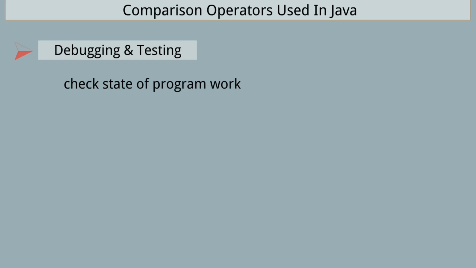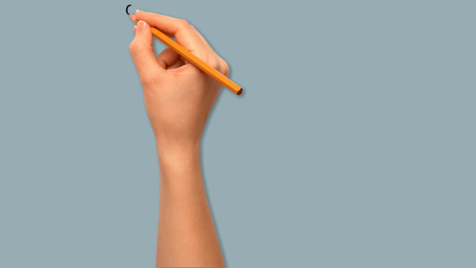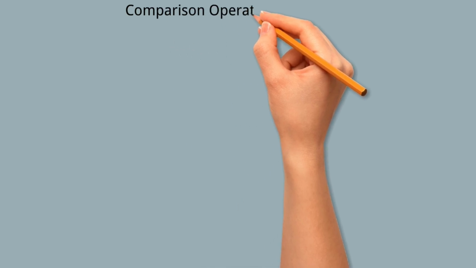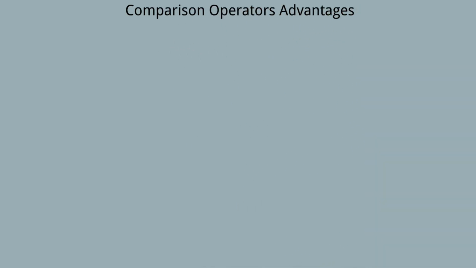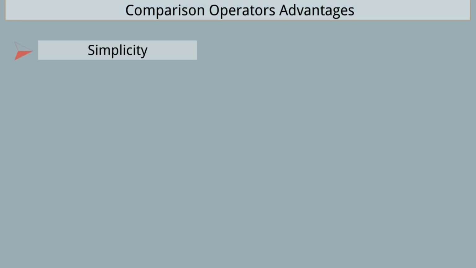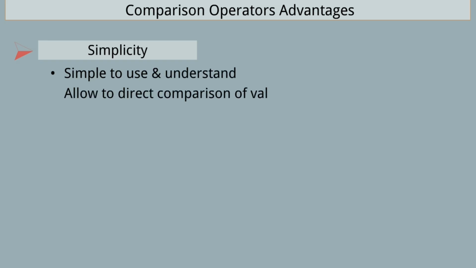All right, moving on. Comparison operators in Java have several advantages, and I wanted to cover both advantages and disadvantages real quick. All right, the first one is simplicity. Comparison operators are easy to use and understand, enabling direct value comparison for more readable and maintainable code.